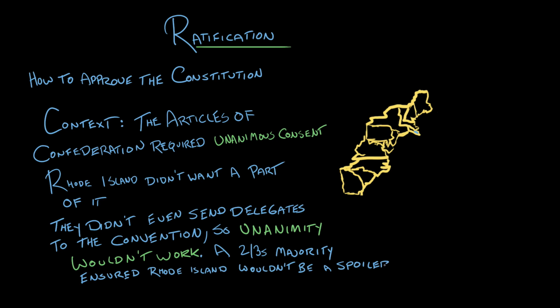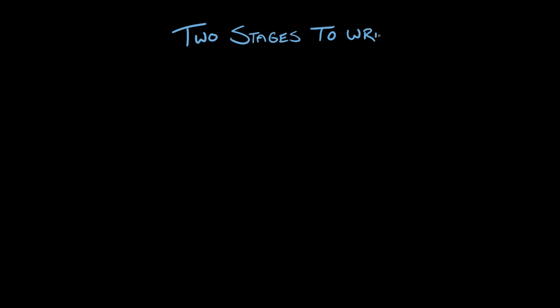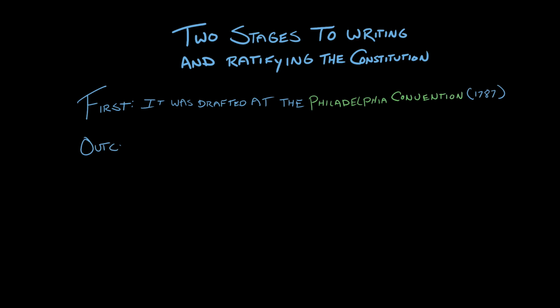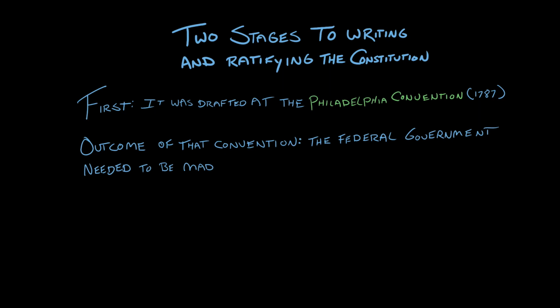not prevent adoption. So let's remember there's 2 stages here in how the Constitution gets written and ratified. First, it's written in what's called the Drafting Convention or the Philadelphia Convention, which was held during the summer of 1787. And in that convention, there was pretty much an agreement that the federal government needed to be made stronger. But that was just a proposal. In order for the Constitution to be ratified, it needed 9 of the 13 states. And so it went to the second stage.